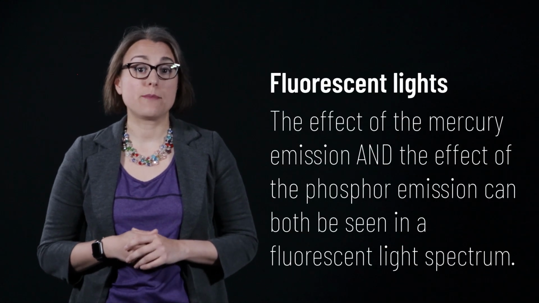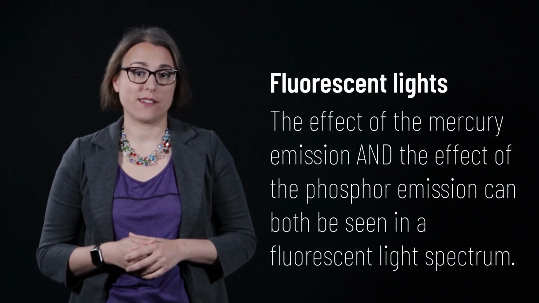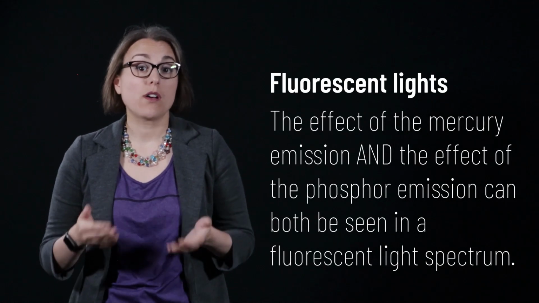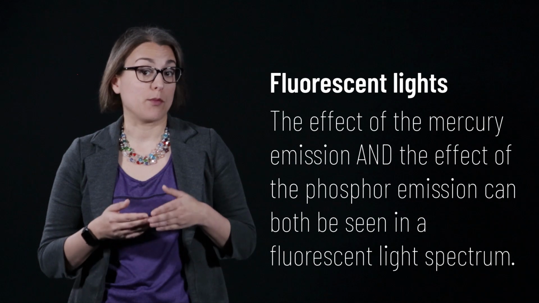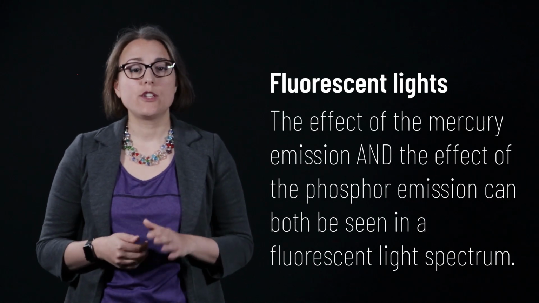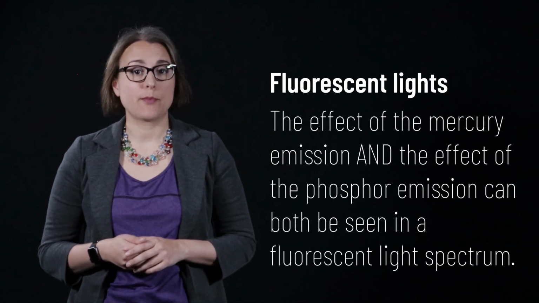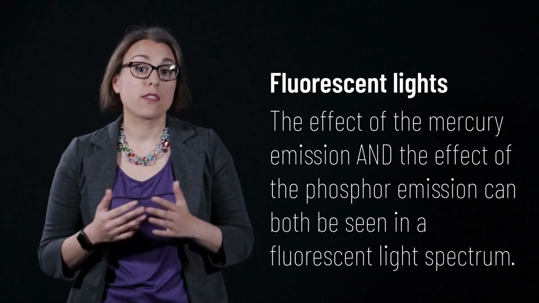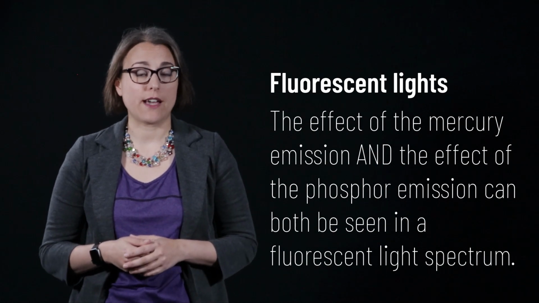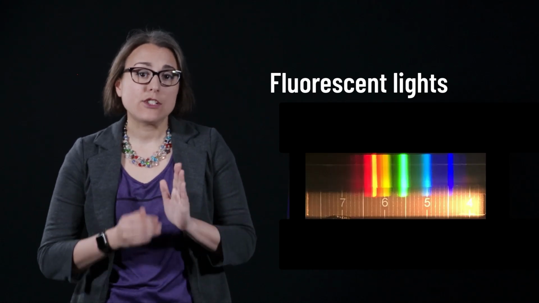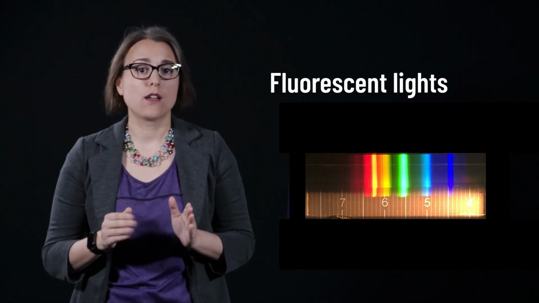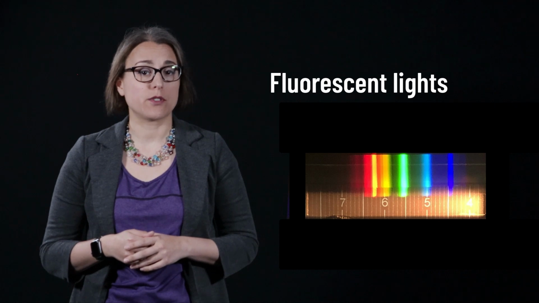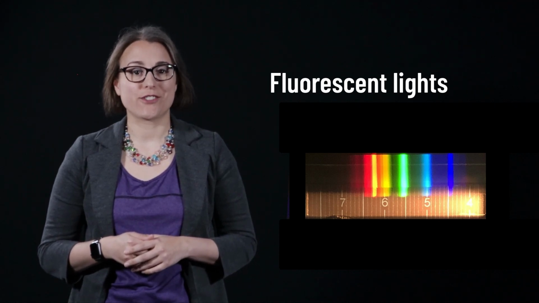Because the mercury vapor emits light at discrete frequencies, and the phosphor coating also emits light at certain frequencies, although the phosphor emission has a broader spectrum, when using a diffraction grating to look at the spectrum of a fluorescent bulb, the combination of both of these effects can be seen. Each of the lines of the mercury vapor emission spectra can be seen, with some blurring between those lines due to the broad phosphor emission spectrum.